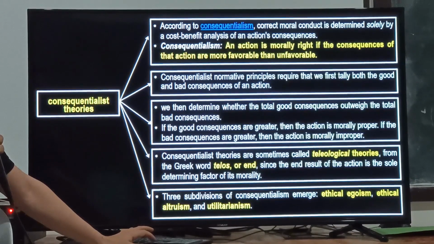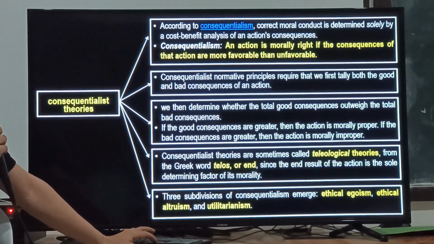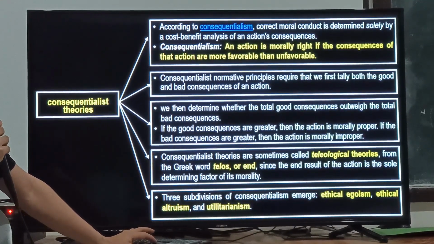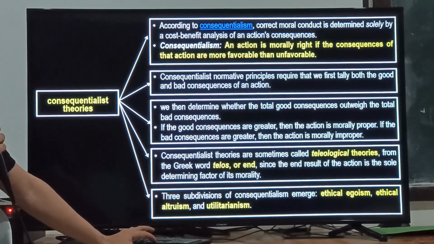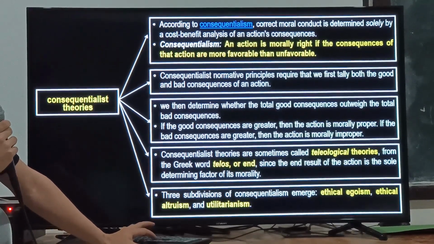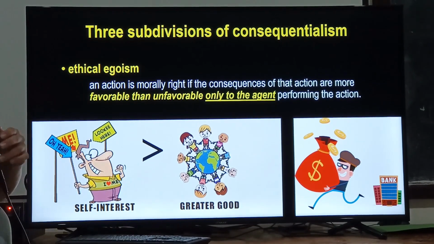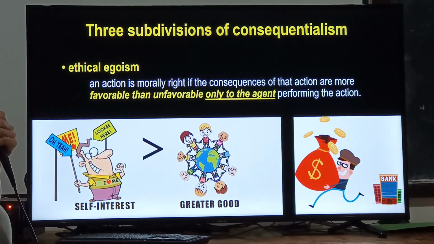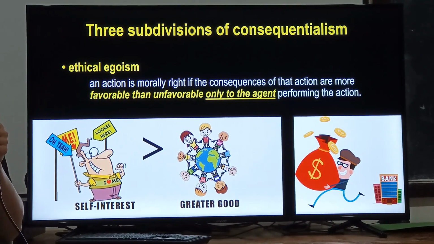There are three subdivisions of consequentialism, namely ethical egoism, ethical altruism, and utilitarianism. And we will discuss this one by one. Okay, let's take a look first at ethical egoism. Now, what is ethical egoism?